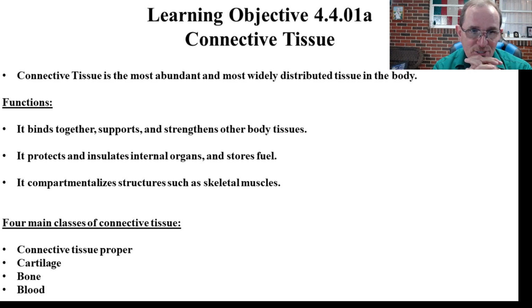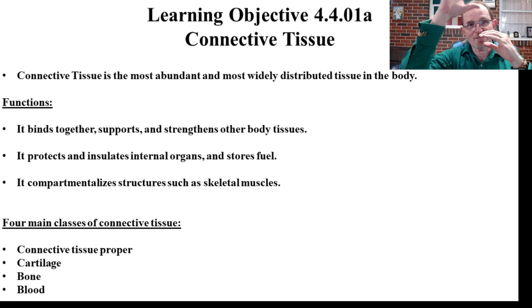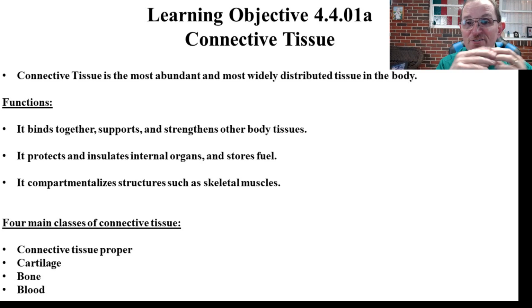So the connective tissue is going to hold things together. These guys hold our bones together, hold our muscles to our bones, support underneath the layers of our epidermis and dermis. In other words, under the skin, it holds it on. And it gives us strength for other body tissues. We'll talk more about that as we get along. It protects and insulates organs and stores fuel. By fuel, we mean like calories.